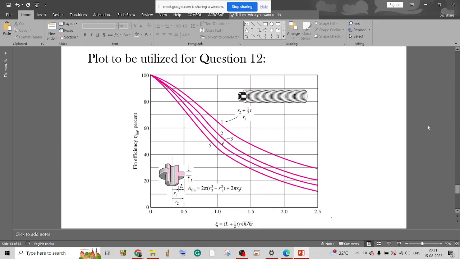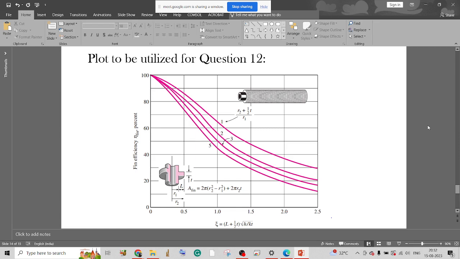Ma'am, I found the efficiency, eta, is 0.21. And the ratio R by R naught is 2.067. Ah, 2.07, yeah. Then from that, ma'am, what can you get, the fin efficiency? I guess the fifth number graph. Which one? 5.